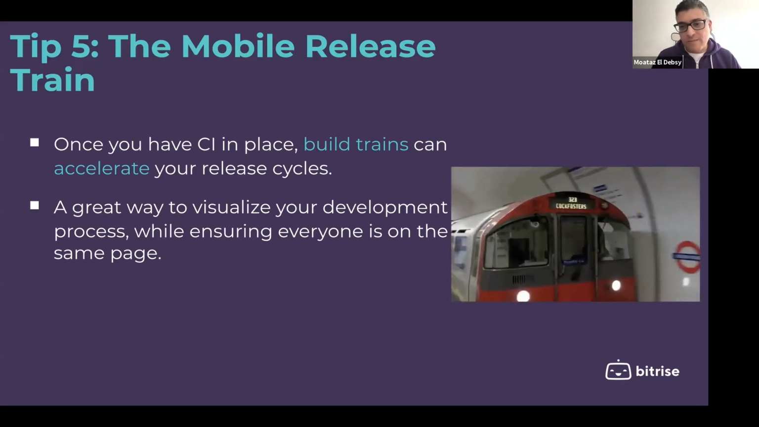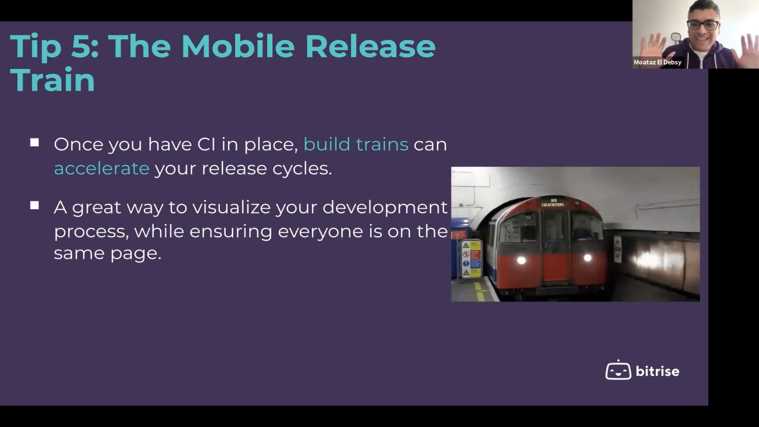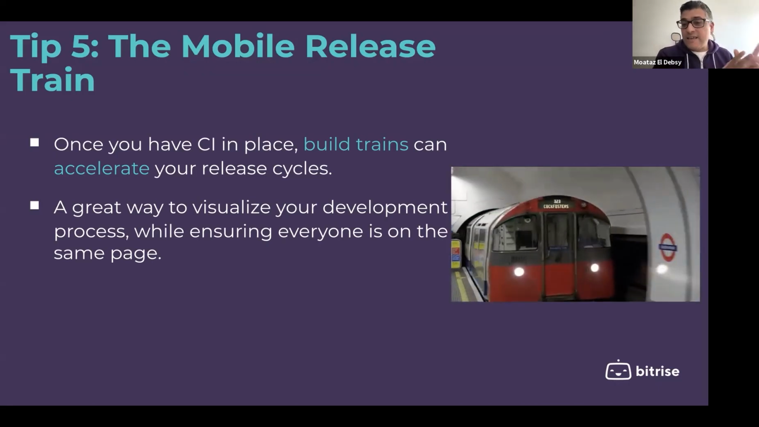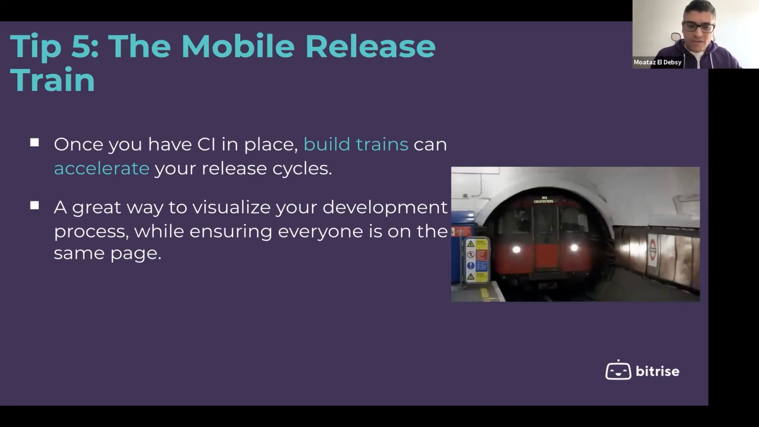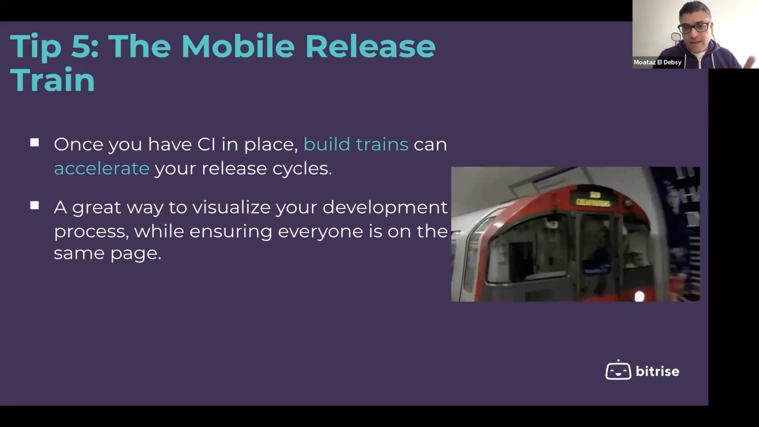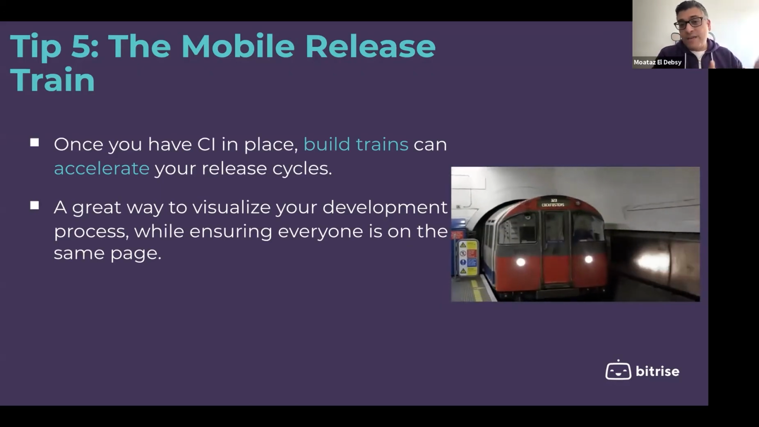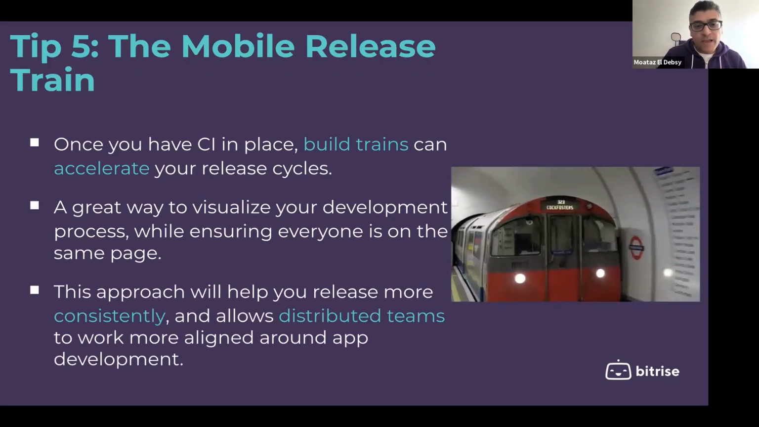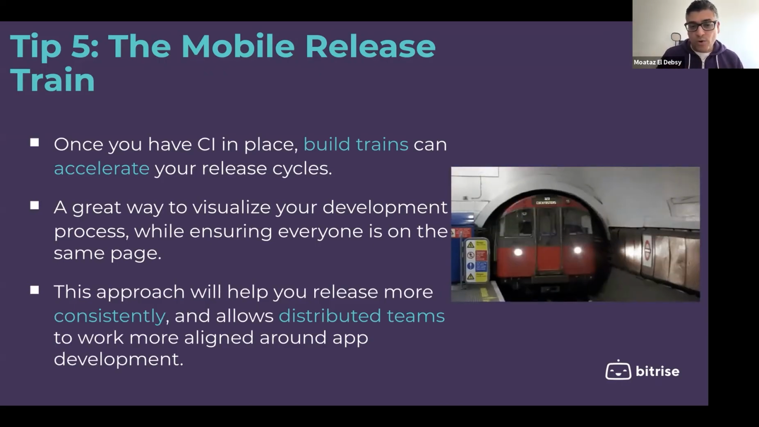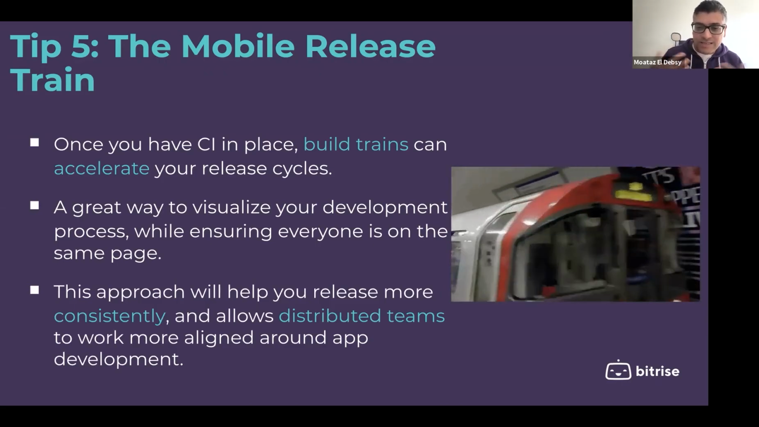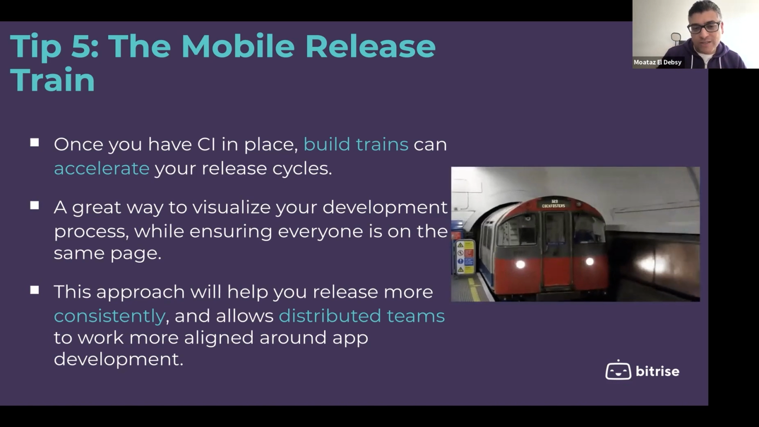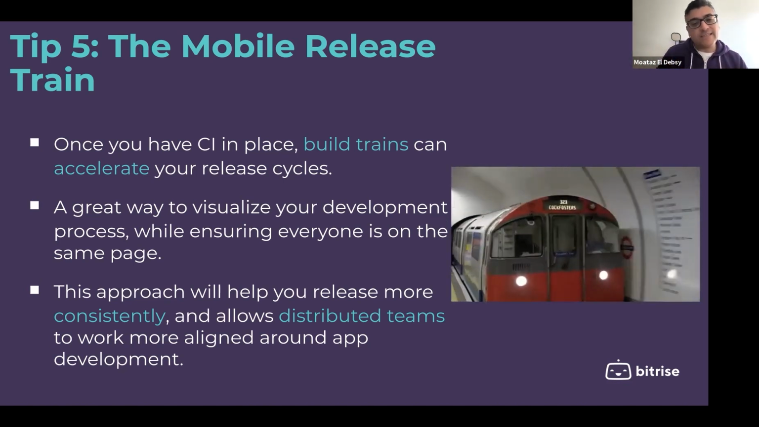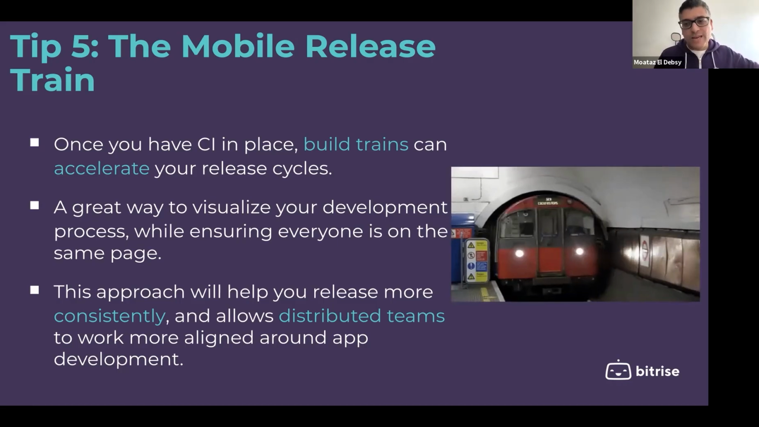So even the product managers, the stakeholders, everyone in the company or in the team knows that every 2 weeks or every 1 month, we have a specific day to release our application. This can be a new feature, this can be a hotfix, this can be anything inside the application. The approach will help us to release more consistently, and the distributed team can also work together and align with the same deployment. For example, we can say in the next 2 weeks, we will have releases.